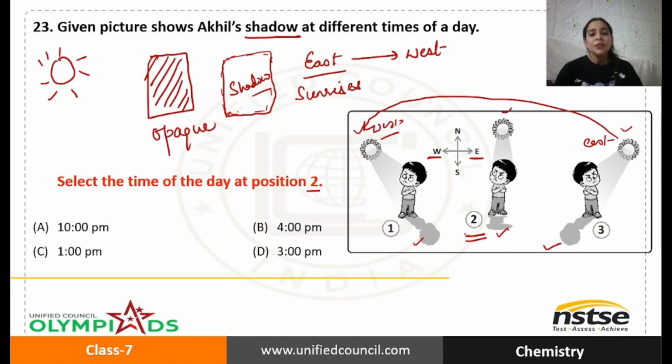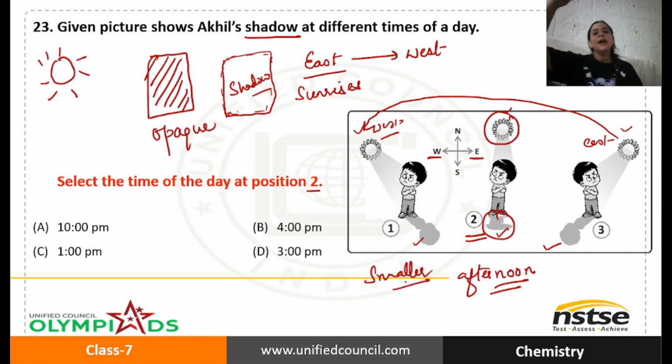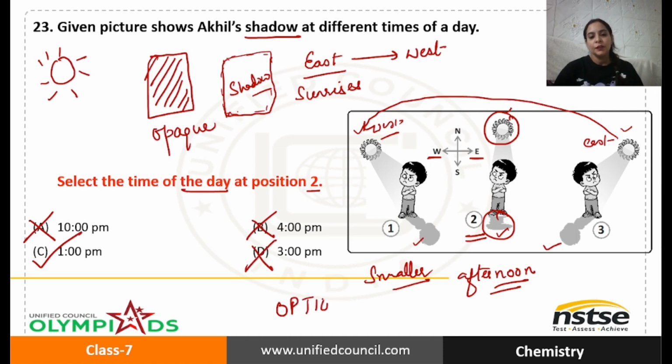Now at position 2, you can see that the sun is just above the head of Akhil, and it usually happens in the afternoons. That is the reason the shadow cast at that time is much smaller in size, because the sun is just above our head in the atmosphere. So the time of the day at position 2 is not 10 p.m., is not 4 p.m., is not 3 p.m. Yes, you got it right. It is 1 p.m. So option C is the correct answer.